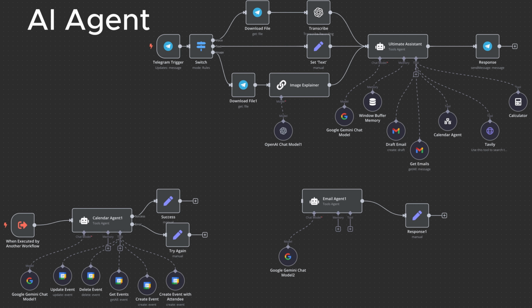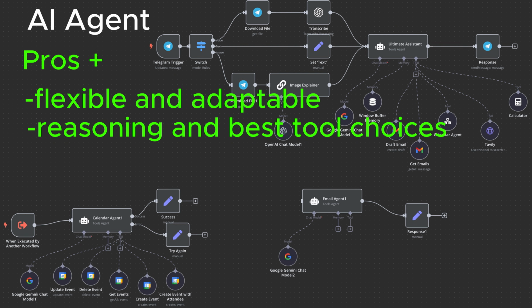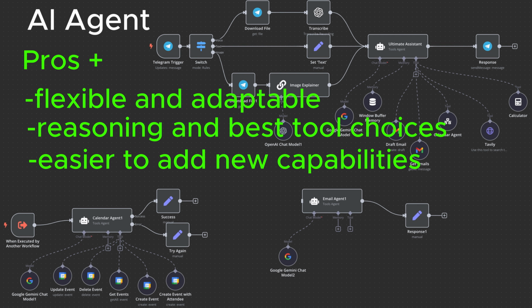For the AI agents, you got pros that they're highly flexible and adaptable. They can handle a wider range of complex and ambiguous requests. They can reason, they can plan and autonomously choose the best tool for the job from available options. It can potentially handle multiple step tasks requiring different tools in sequence. It is easier to add new capabilities by just simply connecting another tool node.